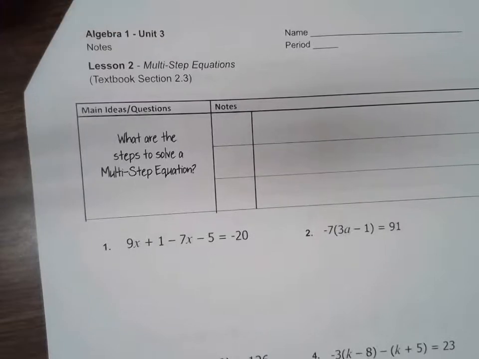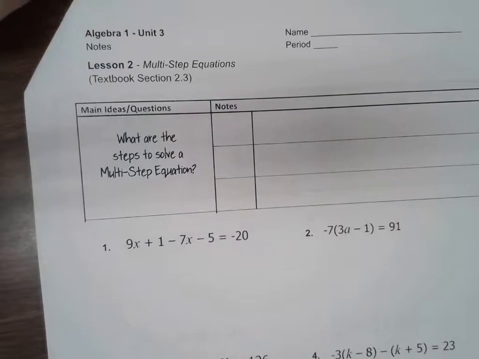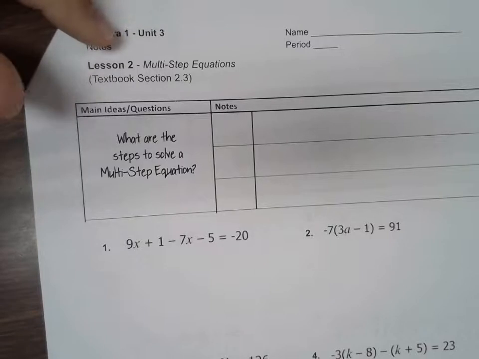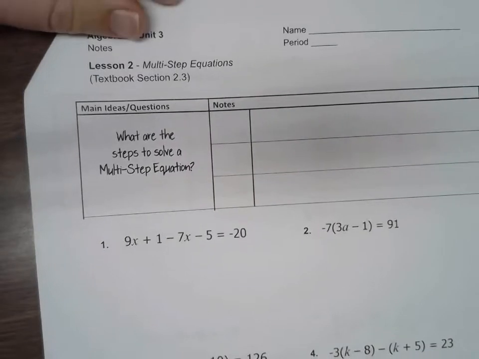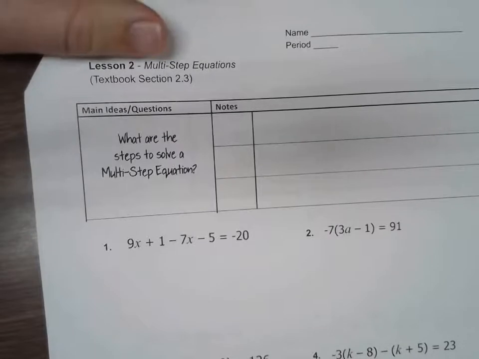Okay, these are the notes for Unit 3, Lesson 2. So we are looking at solving multi-step equations. We're kind of doing like we did in Lesson 1, where you just solved basic equations, and we're adding the distributive property and then some other properties we talked about in Unit 1, I believe. So there's three steps to solving a multi-step equation.